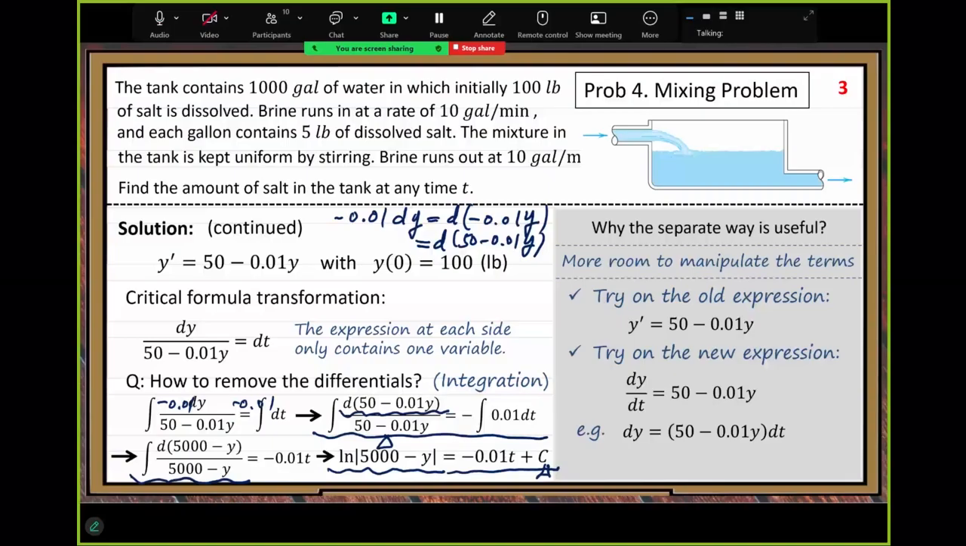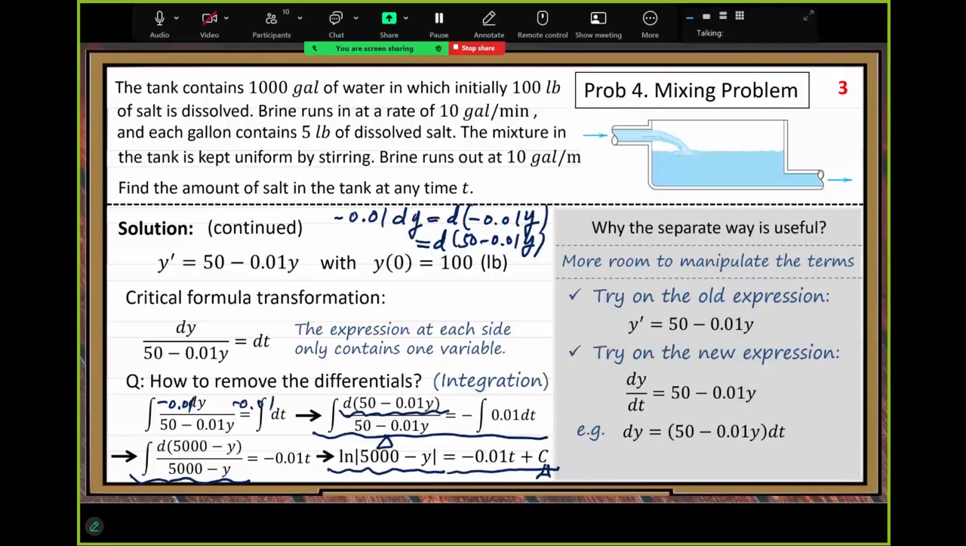So here we claim y can never be greater than 5,000, or we claim y is always less than 5,000. But we need to prove our claim is correct. So you need to use the existing data to prove it. I leave it to you. So next time, let's try to answer that question.